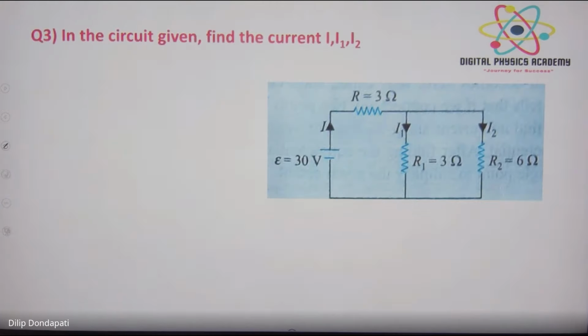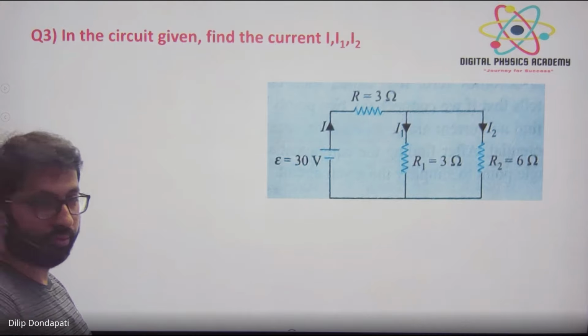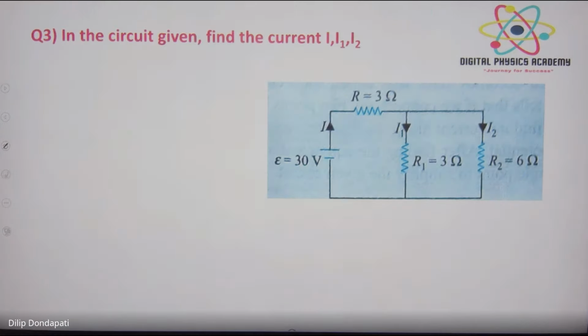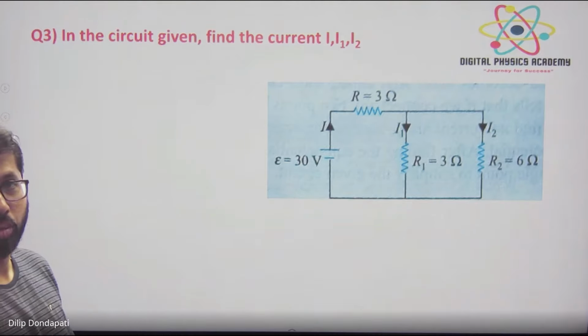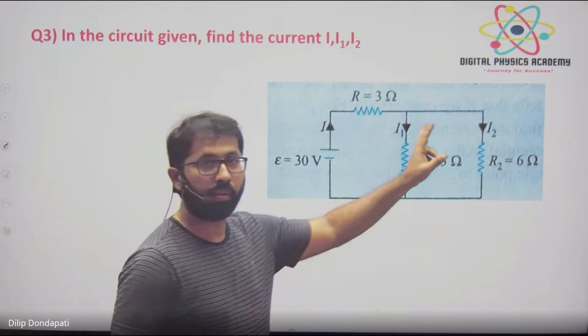So in the circuit, find the current I1, I2, and the total current. सो टोटल करंट के लिए R equivalent find करेंगे। पैरेलल सीरीज वाला मालूम है ना, ये दोनों parallel हैं और equivalent series.